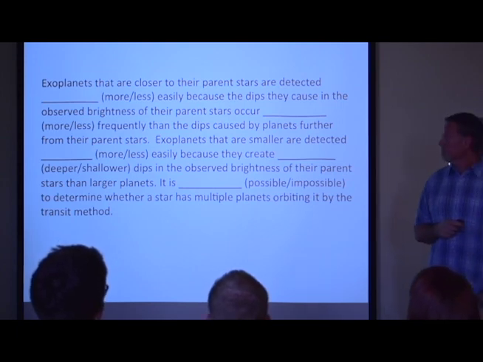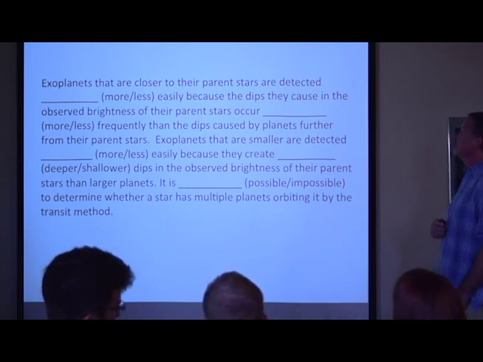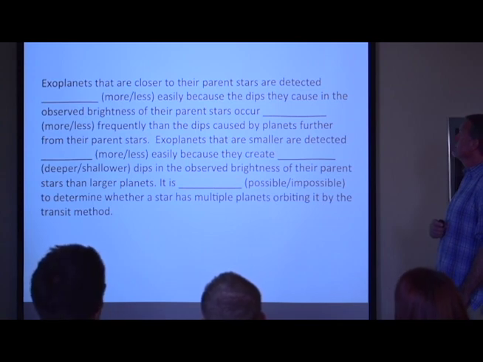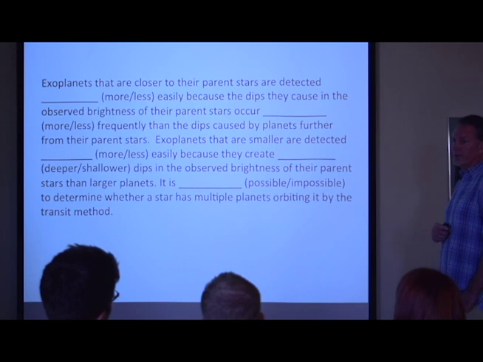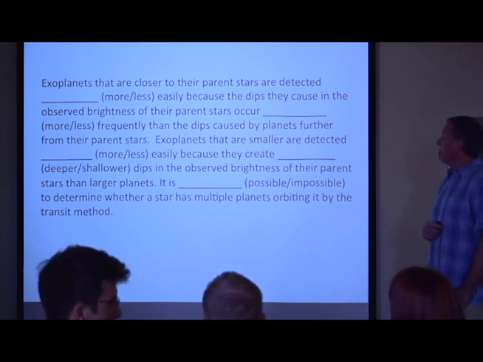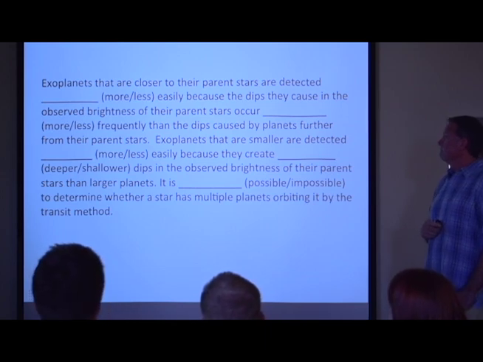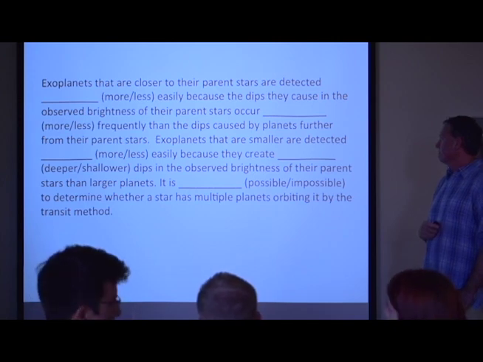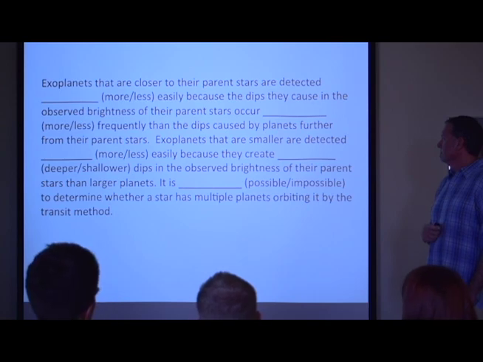Exoplanets that are closer to the parent stars are detected more easily, so they're closer, yeah. Because the dips that cause them in the brightness of their parent star occur more frequently when it's closer, yeah. Than the dips caused by the planets further from their parent stars. The smaller ones, what is that? Less. Less, okay. Shallower. Shallow. Yeah, in the observed brightness of the parents. Possible, because we just saw this, in the last graph too. They just merge into the same dip. Okay, it looks like you guys are ready.